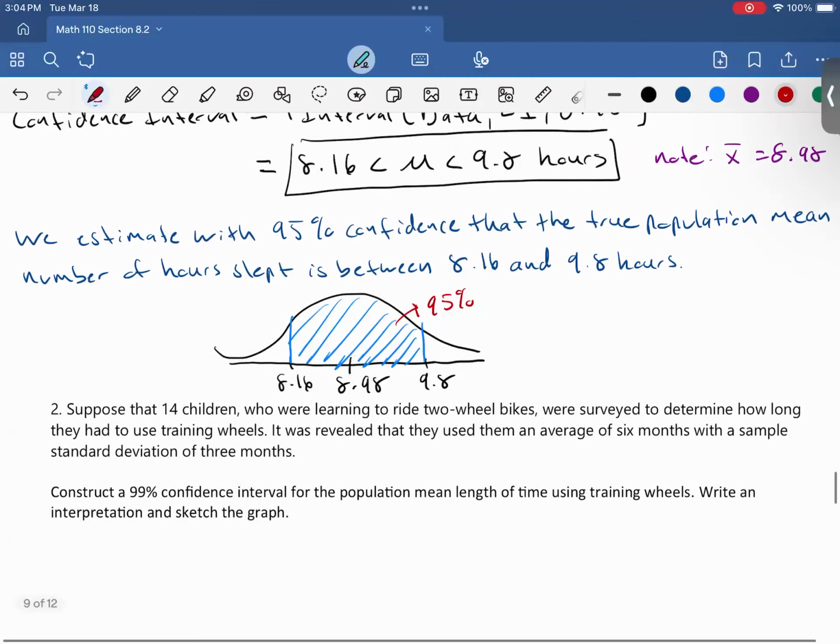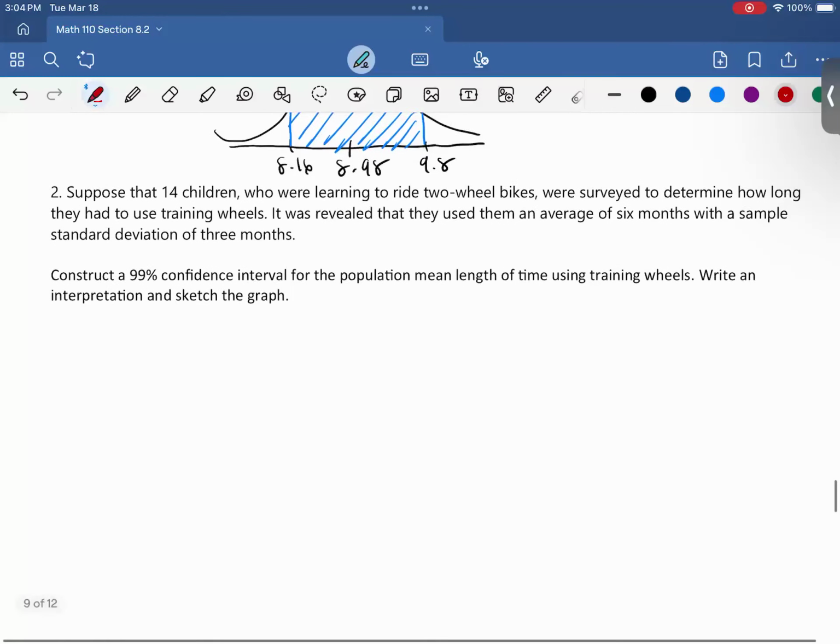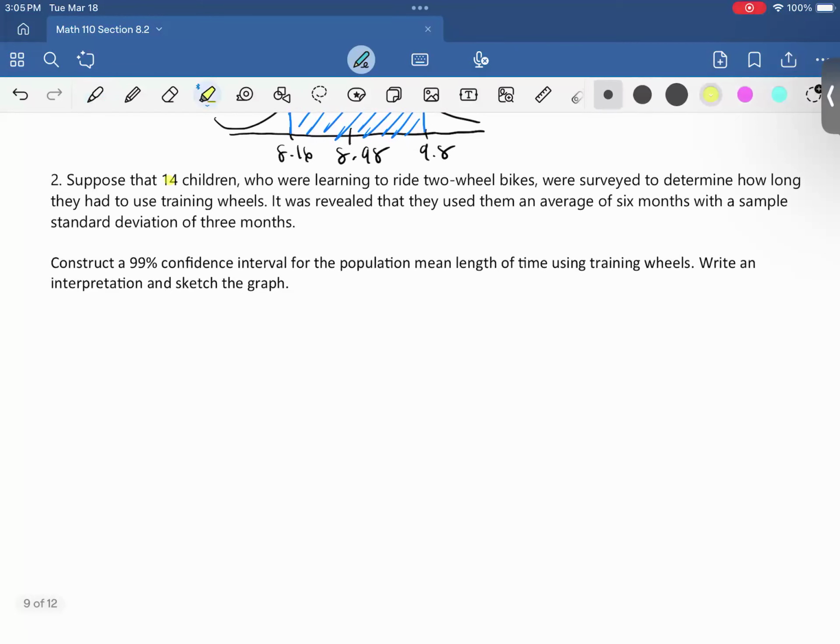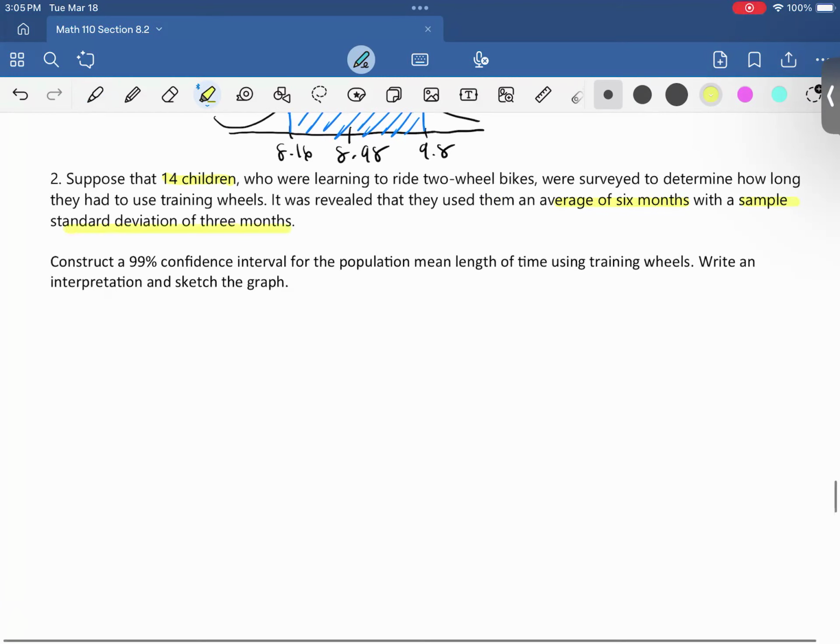Okay, let's go ahead and move on to number 2 now. Number 2 states, suppose that 14 children who were learning to ride two-wheel bikes were surveyed to determine how long they had to use training wheels. It was revealed that they used them an average of 6 months with a sample standard deviation of 3 months. Construct a 99% confidence interval for the population mean length of time using training wheels. And once again, interpretation and sketch the distribution.